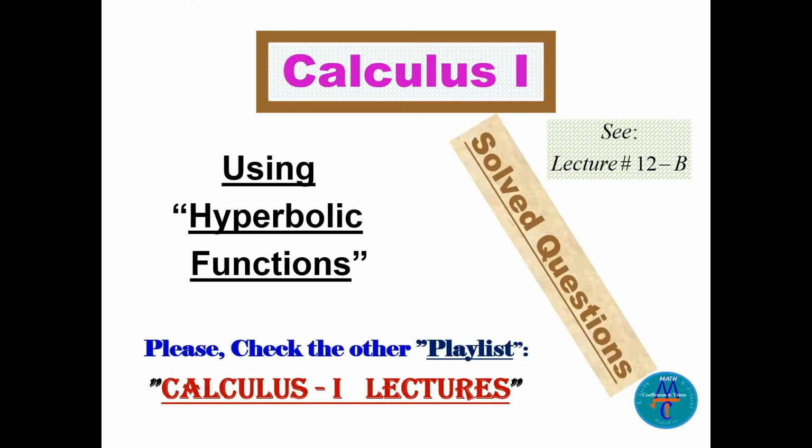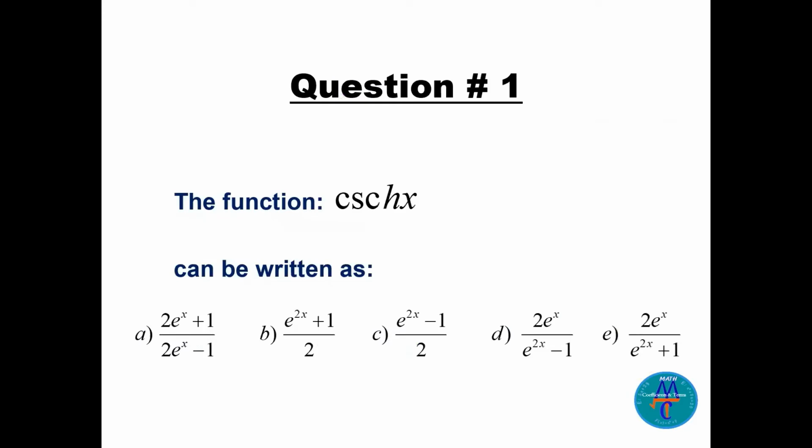This is Calculus 1 solved questions from lecture 12B. The questions are using hyperbolic functions. Question number 1: the function hyperbolic cosecant can be written as one of these: A, B, C, D, and E. So just look carefully here and see we have something exponential divided by 2. So we have to write hyperbolic cosecant in one of these forms.